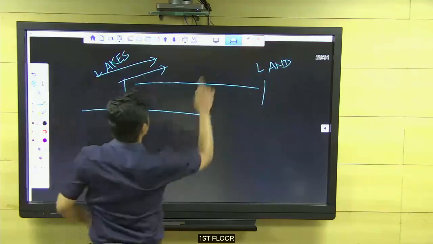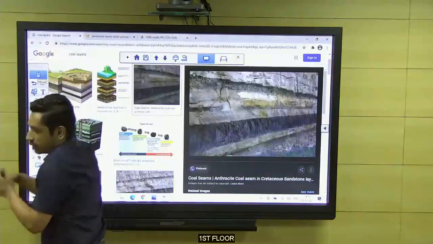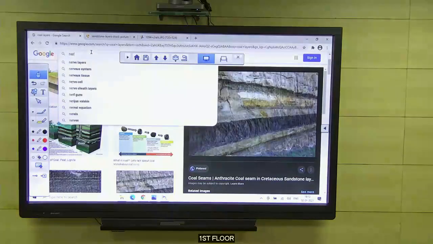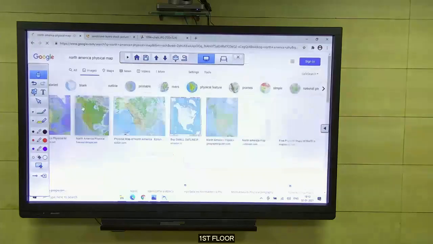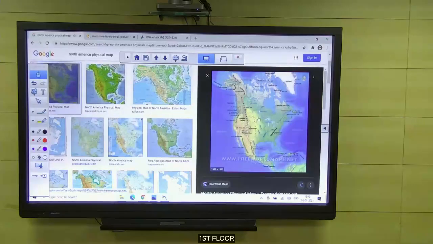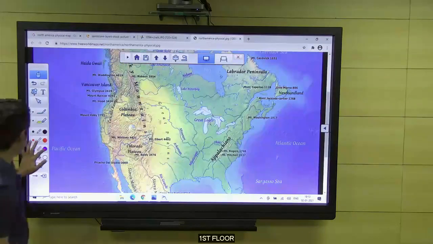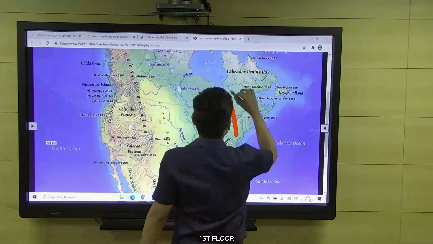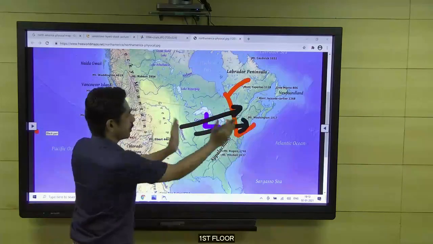But for North America, I think the map is there. Hold on a second. You take North America, and the lakes are very close to the eastern American region. Let me show North America physical. You can see the lake is very close to the land. This blue region is my lake region, and this is my land. So if the wind moves, it can easily pick up moisture from here and give rainfall. Very close. That's why.